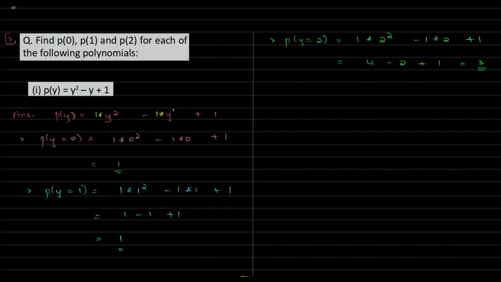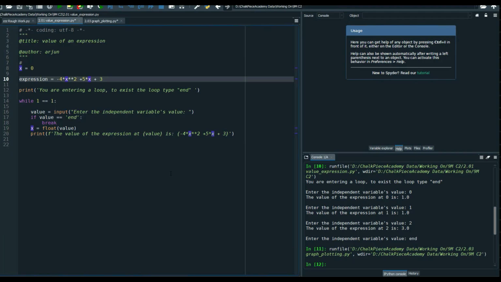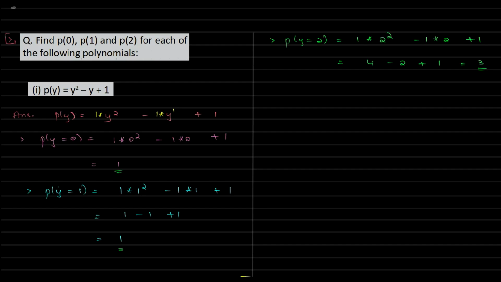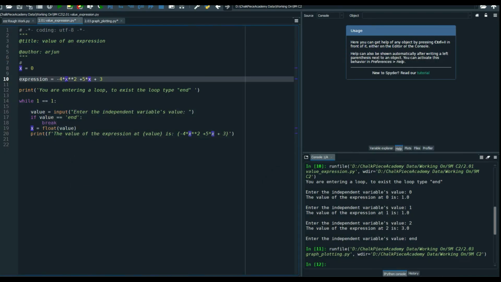Okay, so let's verify. We have the variable y, and the expression is y square minus y plus 1. So here I'll use x itself. Instead of y, I'm using x. So x square minus 1x minus 1x, if not just x, plus 1.